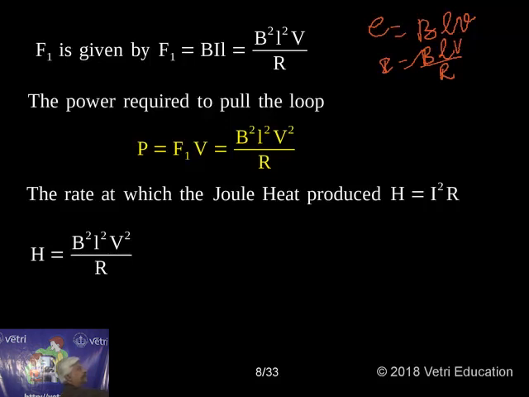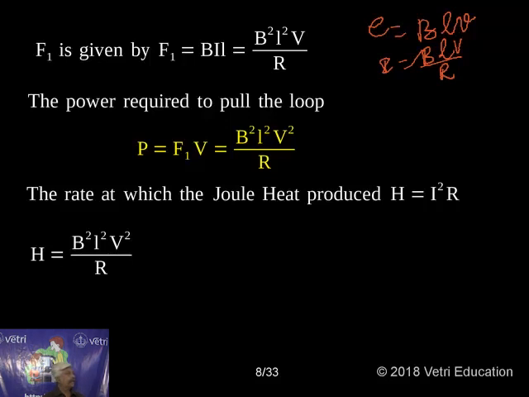Therefore B into B, B squared, L into L squared, V by R. The power required to pull the loop, we already discussed in a different way. Even in the first year, the power can be calculated by force into velocity. That will give power. Why?